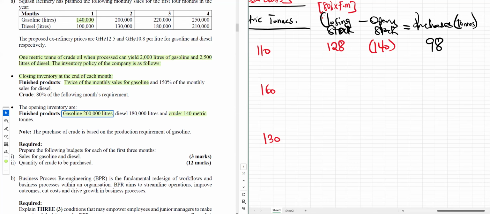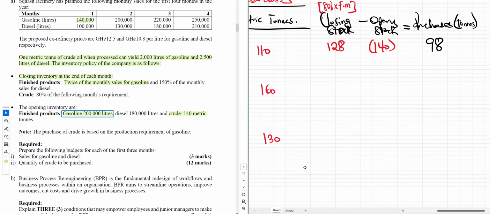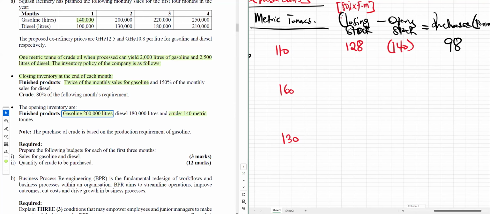Prof, sorry to take you back. The metric tons, please, how did you get it? We used ratio. The ton is 2,000 liters, and we have liters, so you convert it. If 1 ton is 2,000 liters, you divide each liters by the 2,000 to get the tons. That becomes the usage for each month.